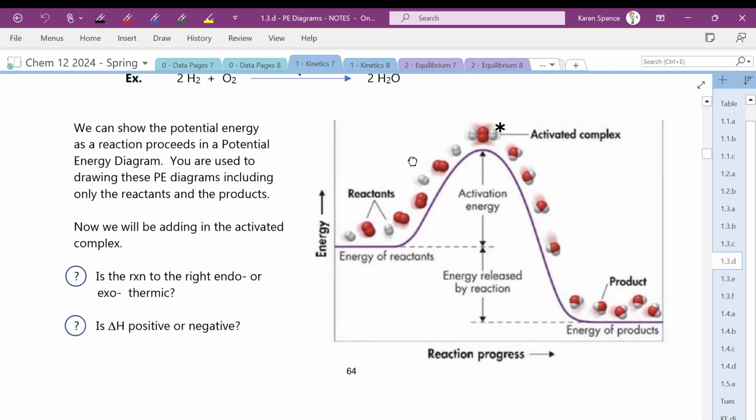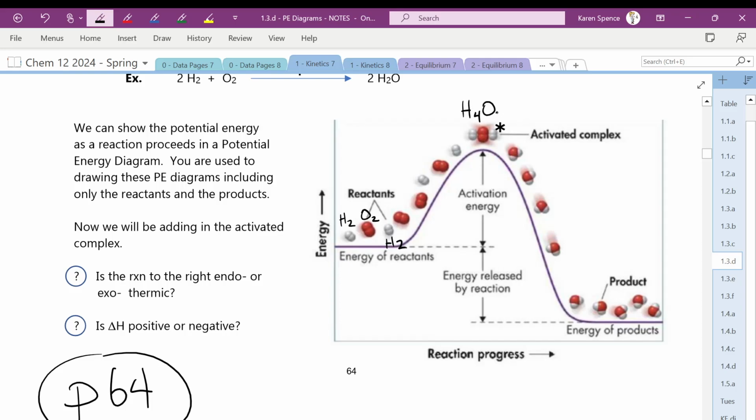Okay, so here we go. Here's a little picture. This is page 64. We're just going to scream through this because you did watch the video on it and we did just talk about this. Here are our reactants. We have H2, H2, and O2. Eventually, they come together and they form this activated complex, which we could call H4O2 with a little star, or O2H4 with a little star. And then the activated complex breaks down into products.